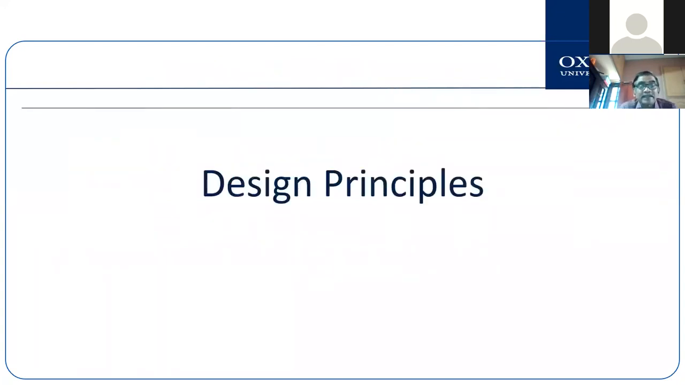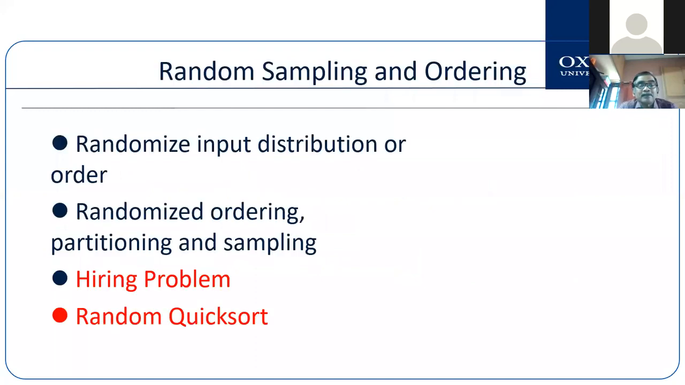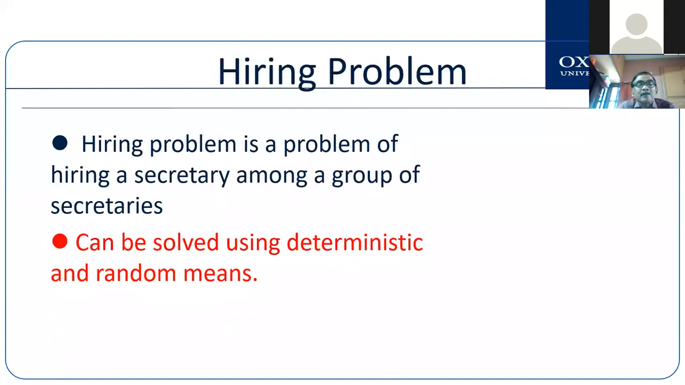Fine, we will see what design principles are involved. I will take one principle called random sampling or ordering. That means I will take one input order and then shuffle it. This is what I call randomization. Once I shuffle that, I will try to design a randomized algorithm similar to the deterministic algorithm, and then solve that. This is one design strategy, and I'm going to explain this with respect to a problem called the hiring problem.